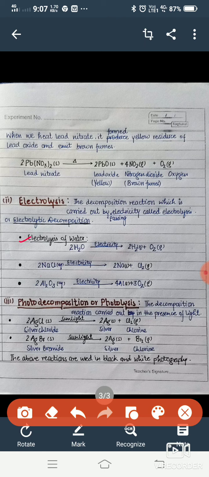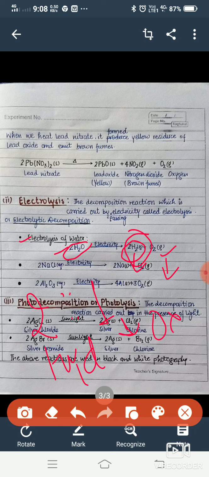Electrolysis of water. When we pass electricity through water, it decomposes into hydrogen gas and oxygen gas. Here, when electricity is passed into the water, it decomposes into two molecules of hydrogen gas and one molecule of oxygen gas. So it decomposes in the ratio 2:1, where 2 is the hydrogen gas and 1 is the oxygen gas. It means we can say that water is made up of hydrogen and oxygen in 2:1.